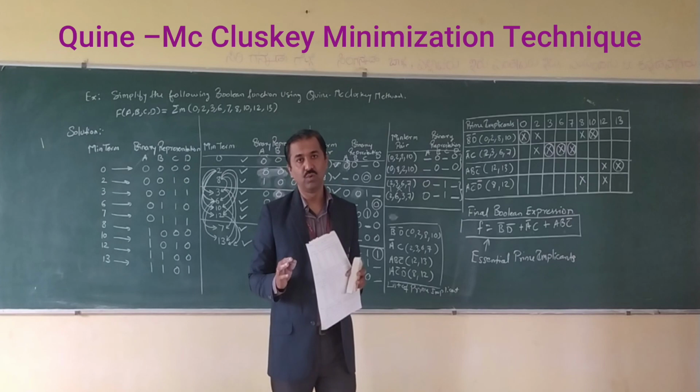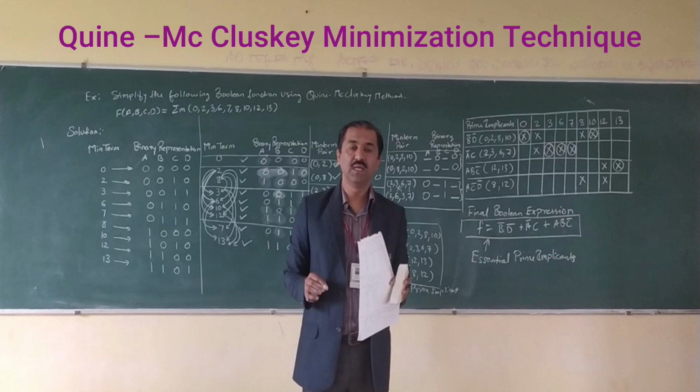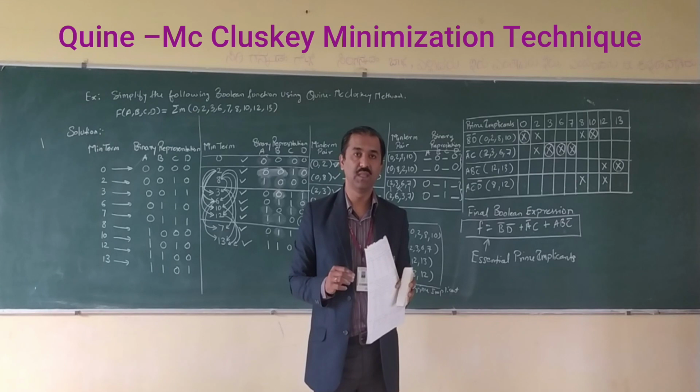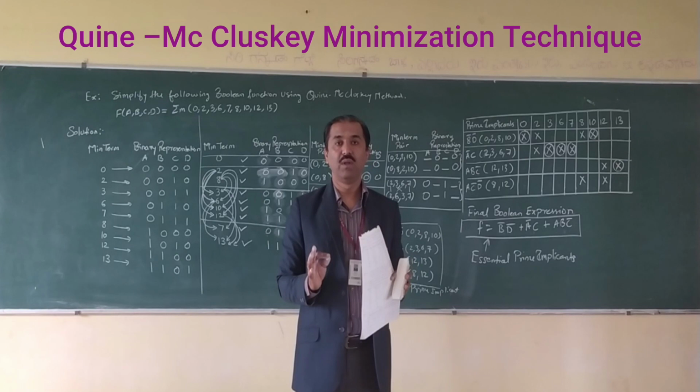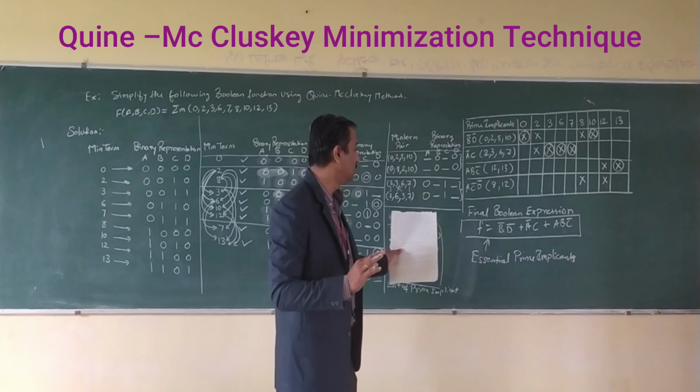So students, hope you have understood this concept of applying the QM method, that is the Quine-McCluskey method, which we also call the tabular method. Sometimes they may give you a question like simplify the following Boolean function using the tabular method. Do not get confused with the tabular method. The tabular method is also known as the Quine-McCluskey method. So apply those algorithms, understand the steps, apply them in a proper way, and you get a reduced expression for this.